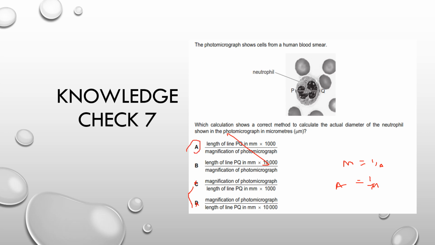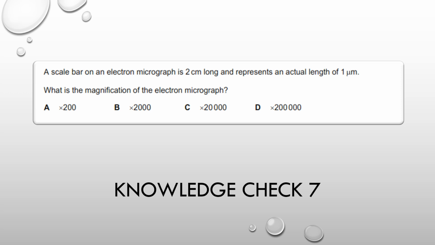Okay, so let's go to, look, we have a lot of knowledge check. A scale bar on an electron micrograph is 2 cm long and represents an actual length of 1 micrometer. What is the magnification of the electron micrograph? Now we have a scale bar. Try to solve it, guys. From here to here, let's assume this is 2 centimeters. You measure it, and the actual is 1 micrometer.